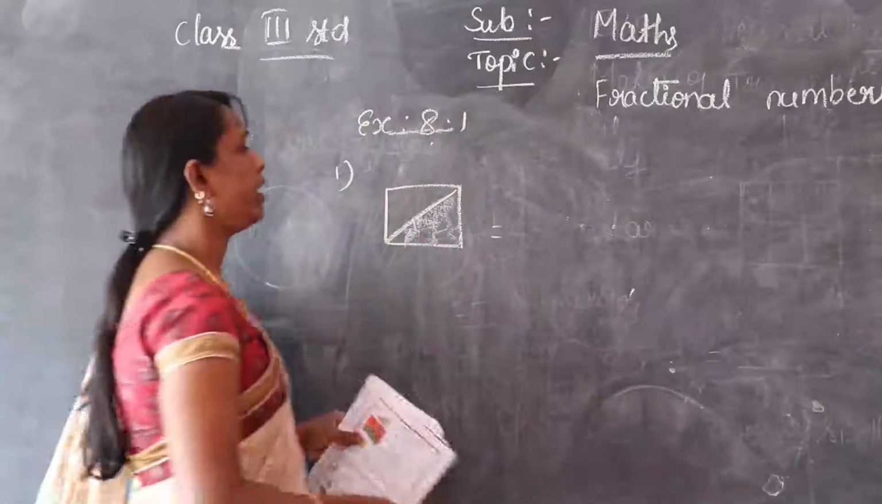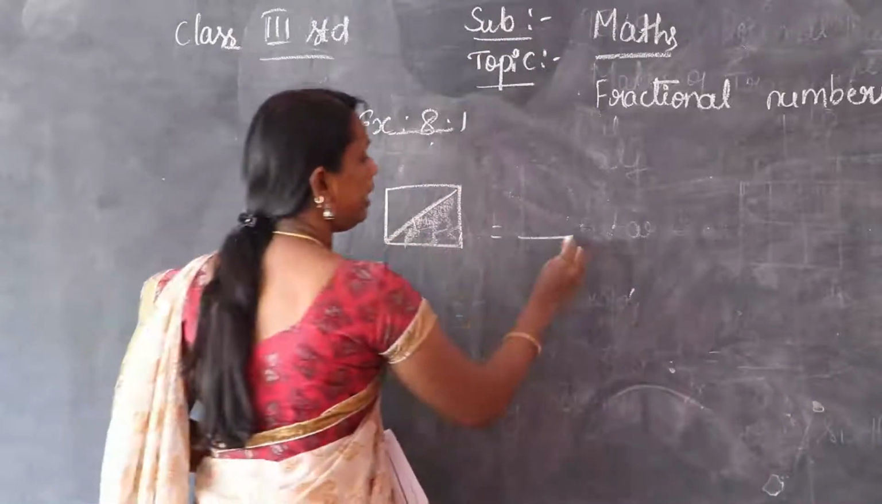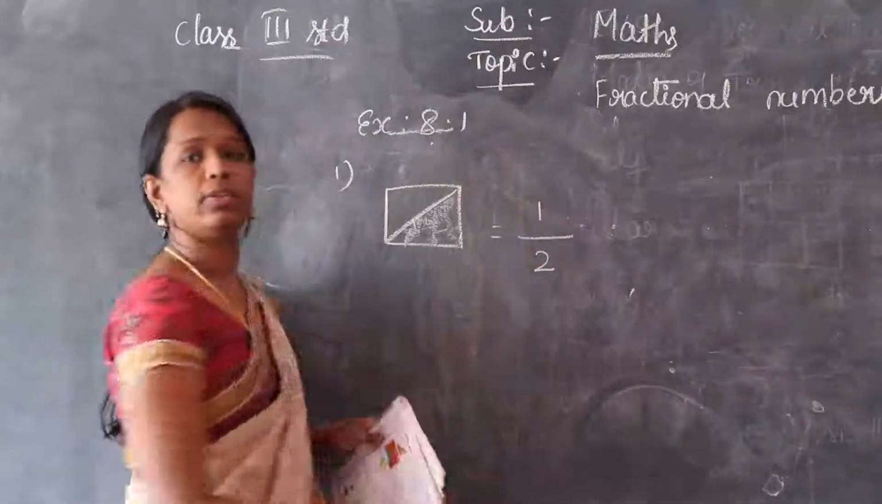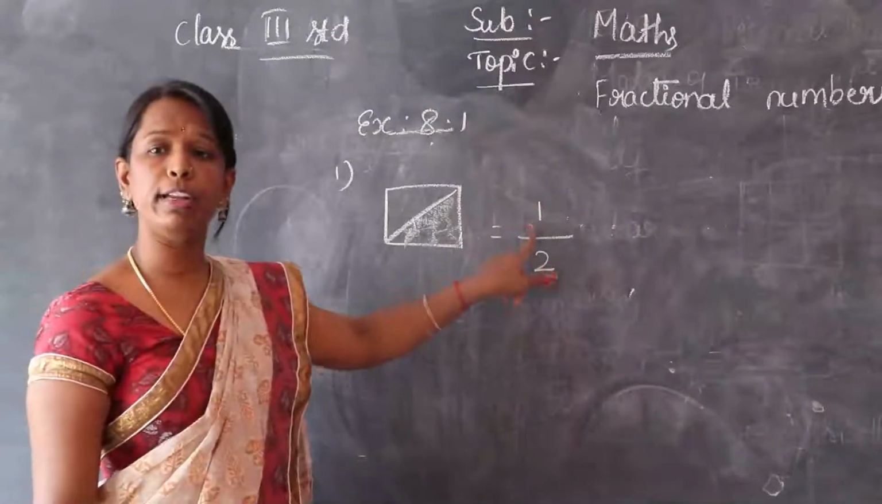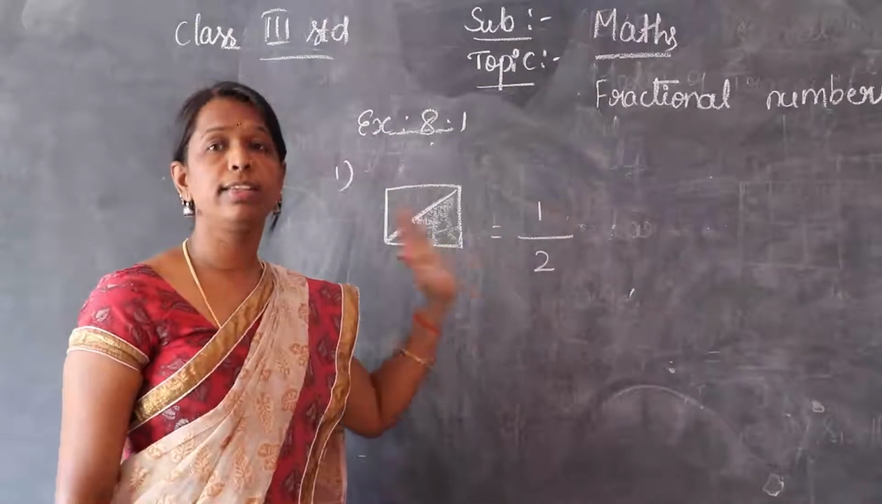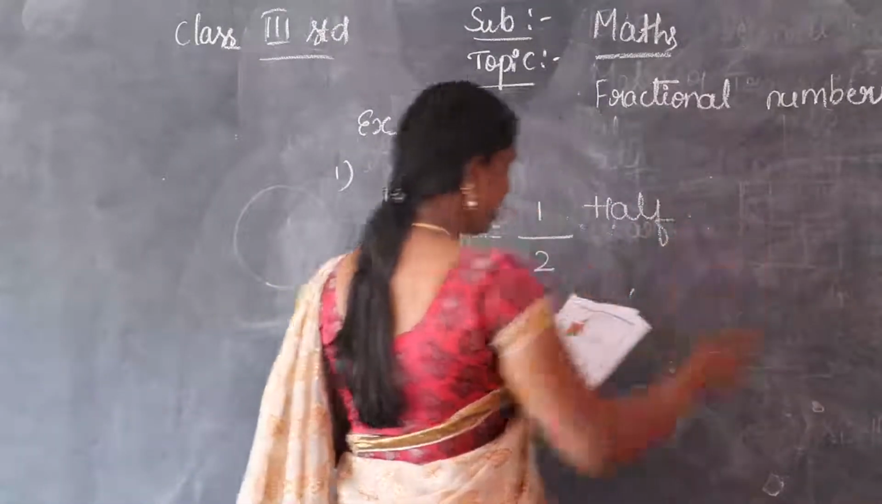In this one, we can write the fraction. The total number of parts is 1, 2. Write that in the denominator place. The shaded part is 1. So 1 is called the numerator, 2 is called the denominator. So we can call this fraction half. Write down half.